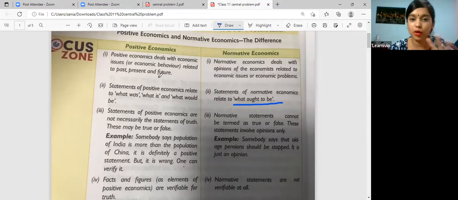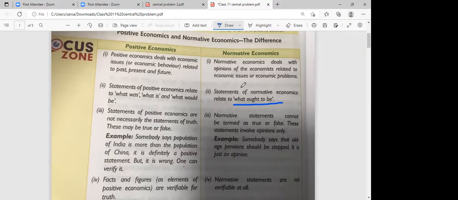So clear, positive and normative? Yeah, ma'am. Yes, ma'am.